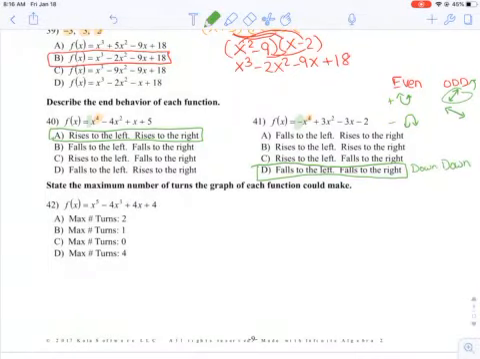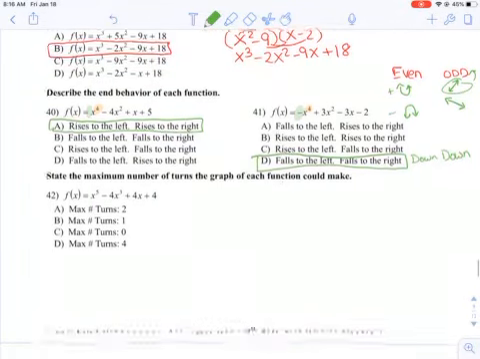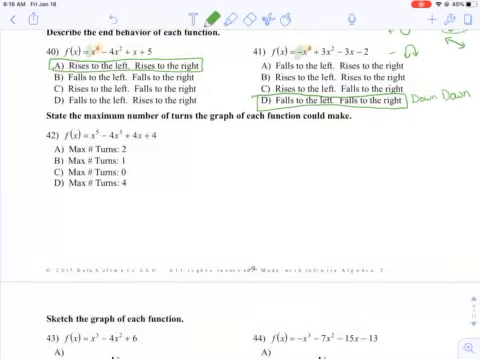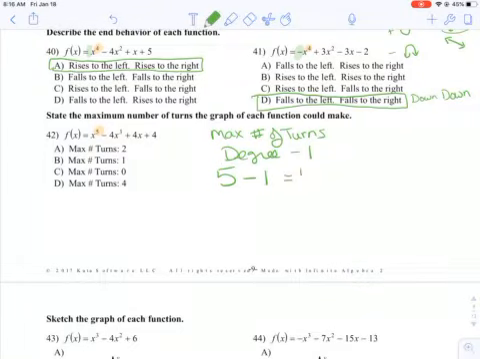So you have to also decide what is related to your answer. State the maximum number of turns. So for the maximum number of turns, you take your degree and you subtract 1. The degree is the highest exponent. So we look at the highest exponent, and that is 5. So we're going to take 5 and subtract 1. So that would be 4.